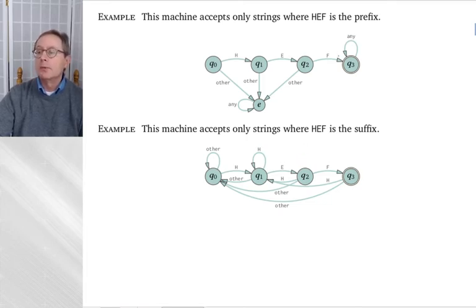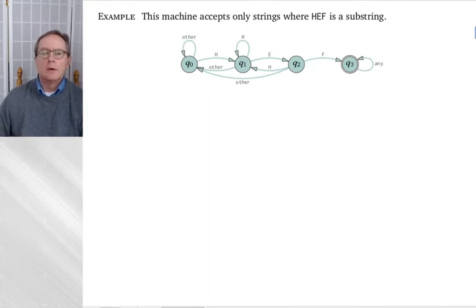Okay, but so we can do prefixes, and with a little head scratching, we can do suffixes. So these finite state machines, machines without memory, are not completely useless. I mean, there are some things that they can do. Here's another example. What about H, E, F in the middle? And the answer is yes. We can recognize input strings that have H, E, F anywhere in them.